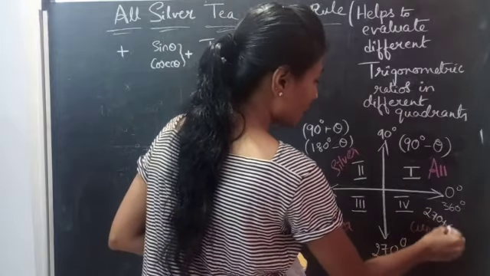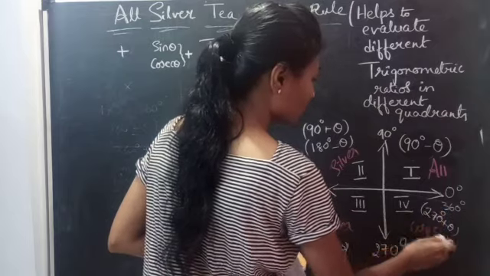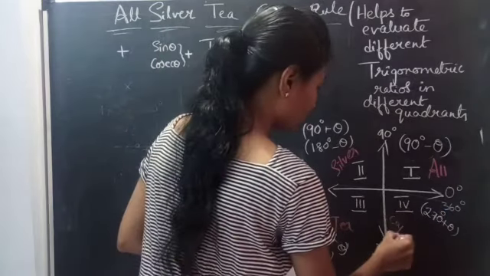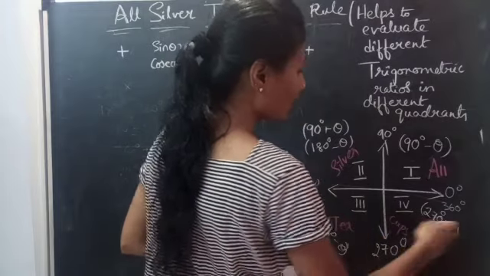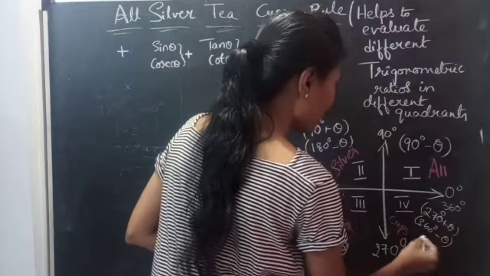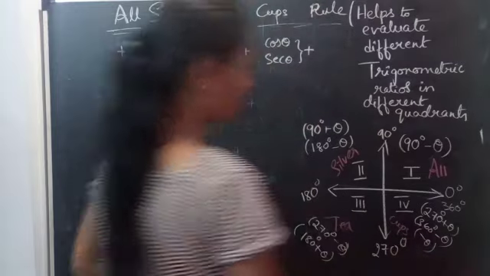And for the fourth quadrant, 270 degrees plus theta and 360 degrees minus theta.